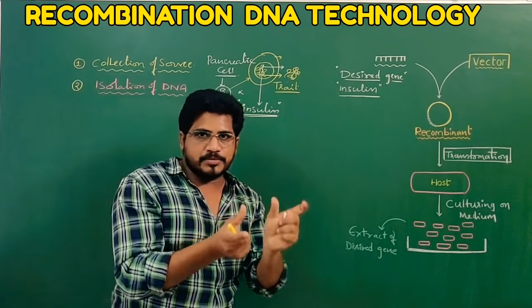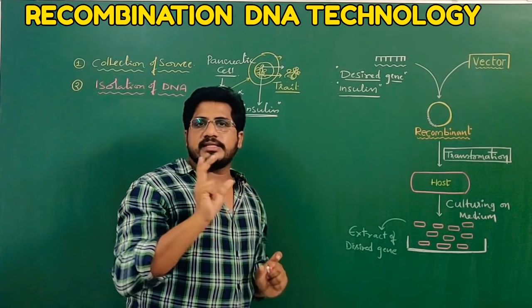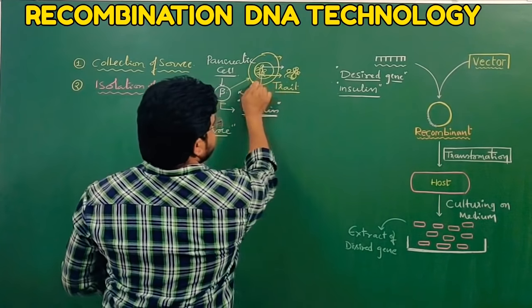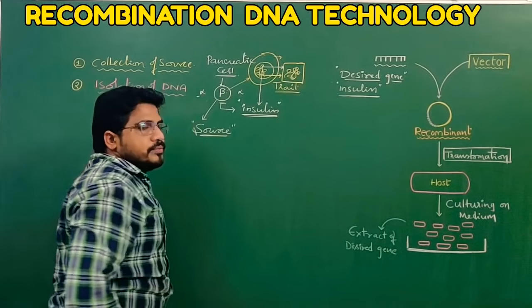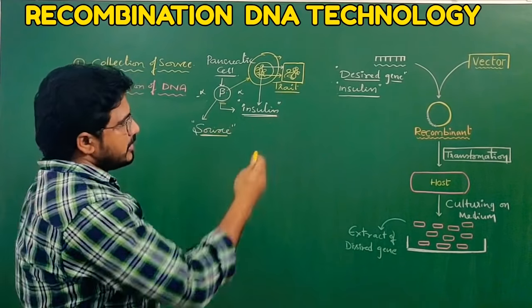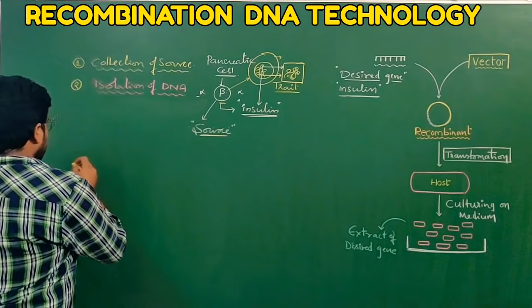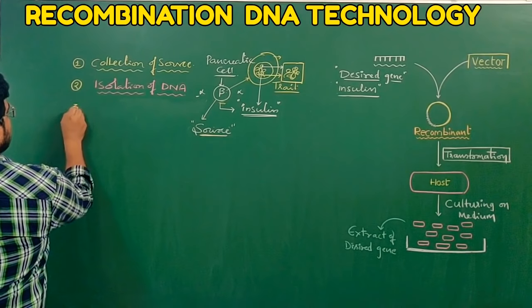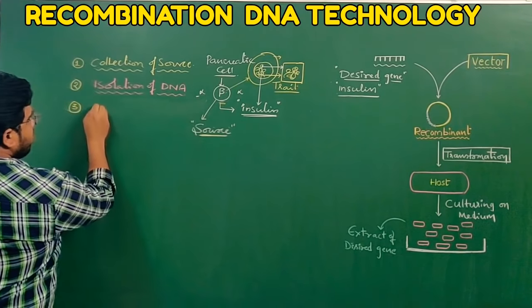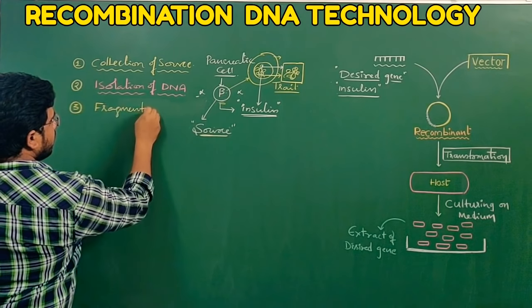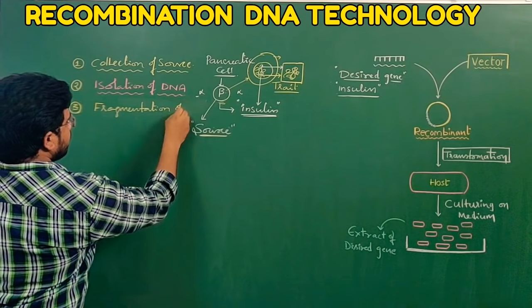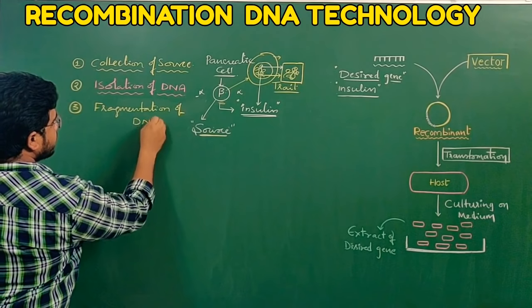The cell boundary will be ruptured, then the DNA comes out. That is the second step, so that the DNA has been placed out from the cell for our respective steps in the experiment. What is the third step, guys? Once you isolate the DNA, we have to go for fragmentation. Fragmentation of DNA is step 3.